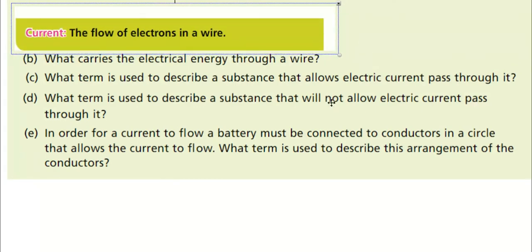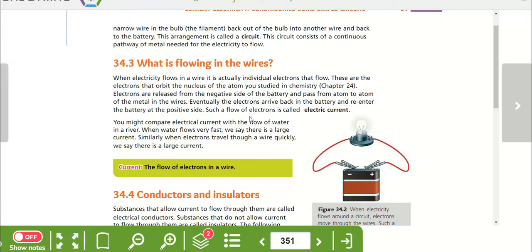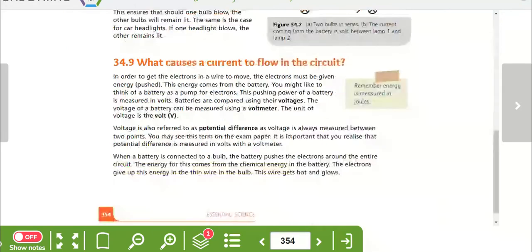What carries electrical current through a wire? Interesting question. You might compare electricity flow to water. Technically you didn't have to do this part, but look, we'll give it a go anyway. In order to get electrons in a wire to move, the electrons must be given an energy push. This energy comes from the battery. You might like to think of a battery as a pump for electrons. This pushing power of a battery is measured in volts. Batteries are compared using their voltages. The voltage of a battery can be measured using a voltmeter. The unit of voltage is the volt.